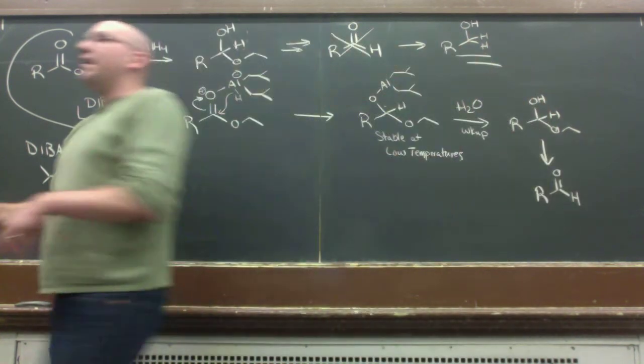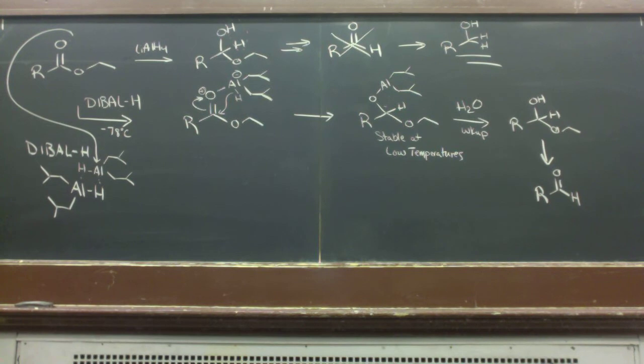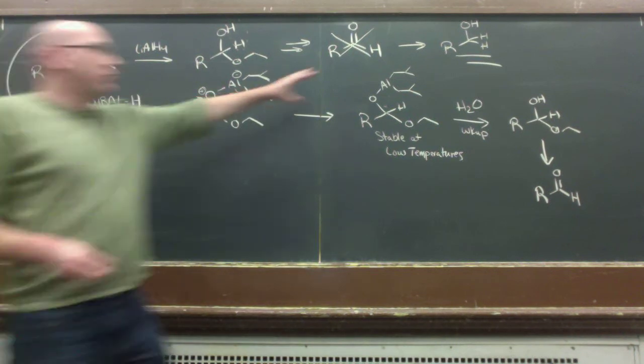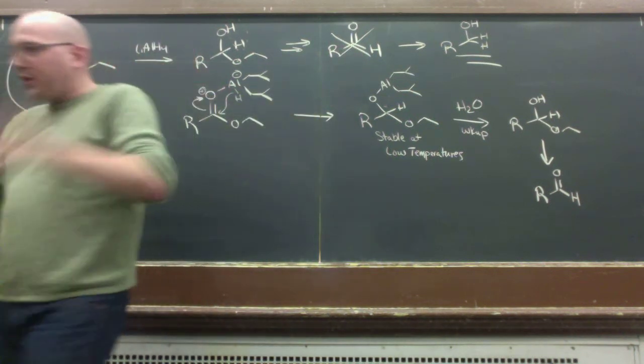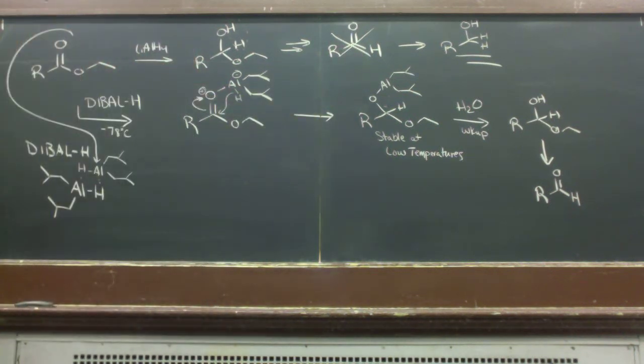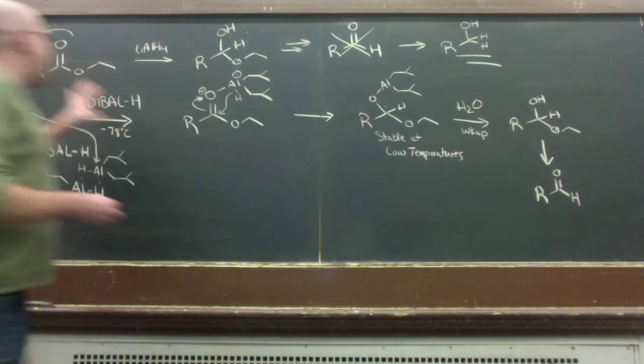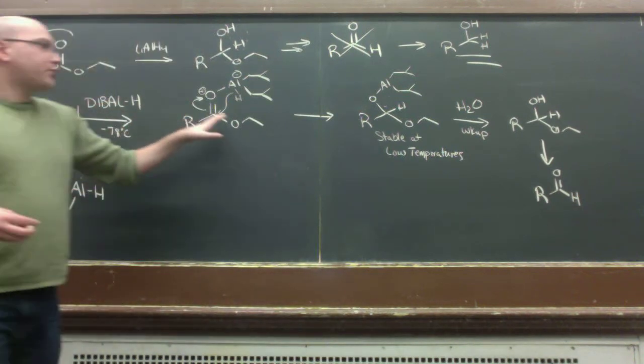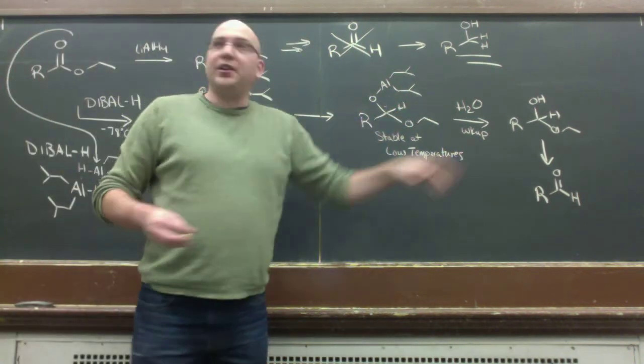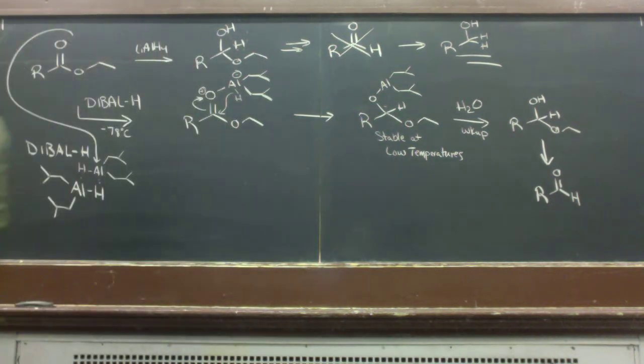Cleanly. And at this point, you've quenched everything, while also helping break down the aluminate species, or the oxygen-aluminum bond. While you're doing that, you're also simultaneously quenching any extra DIBAL. So in this case, what you can actually do is control this process, use DIBAL, and get directly to the aldehyde. So this is another option if you want to reduce specifically from the ester.